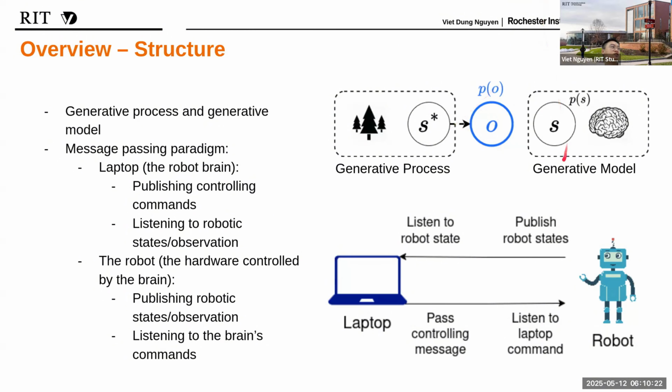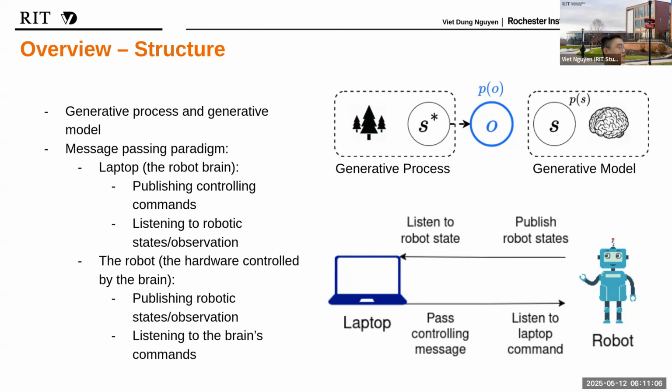So we have the robot, and the brain can be inside the robot or outside the robot. In this tutorial, we are going to have this brain inside the laptop, and that laptop will send signals to the robot's arm, for example, to control the joint states. All of this happens under the message passing paradigm, where the laptop is the robot brain. It passes the controlling message to the robot, and the robot listens to the laptop's command, and then does the joint control actions based on the commands passed from the laptop, or the brain.